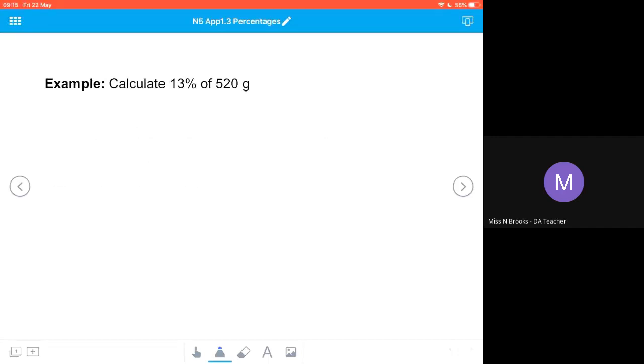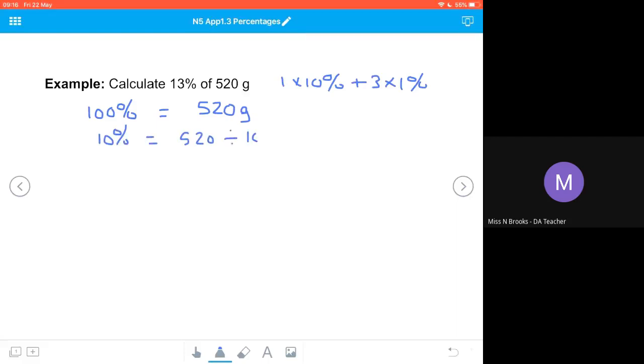So we're going to calculate 13% of 520 grams. So we're going to start off by saying that we have 100%, and that equals 520 grams. We want to work out 10% because we're going to make up that 13% by saying we're going to have 1 10% and we're going to add on 3 1%. So our 10% is going to be 520 divided by 10, giving us 52 grams.